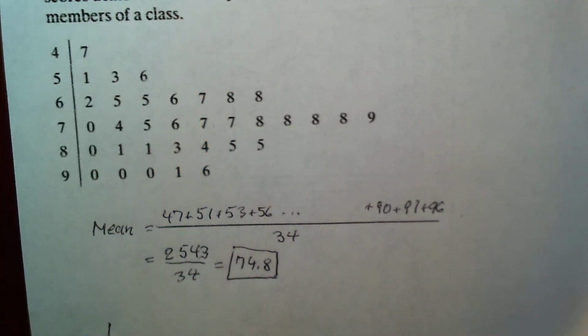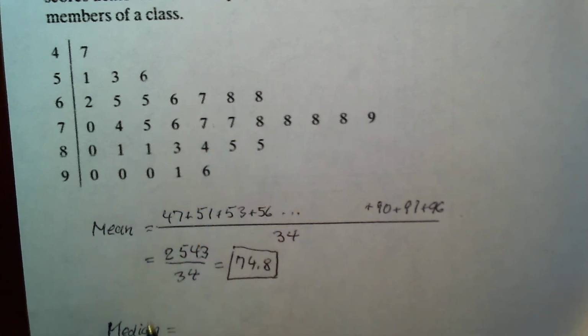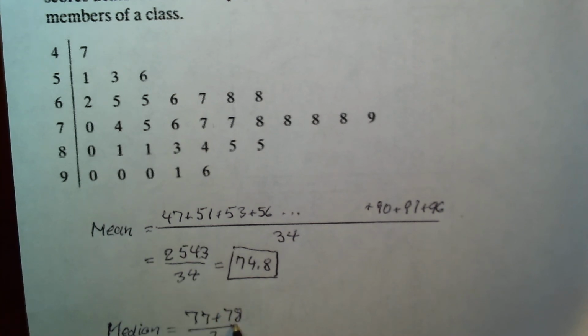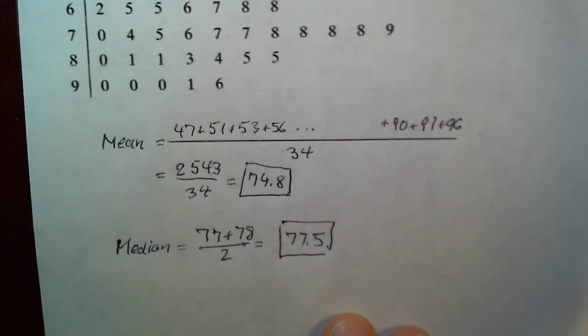So the median is between these two numbers. Remember, that means 77 plus 78 divided by 2. It's an even number, so you have to find the mean of the two middle values. And that's equal to 77.5. So that's our median for this stem and leaf data set.